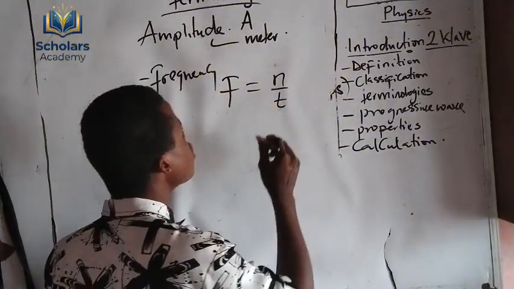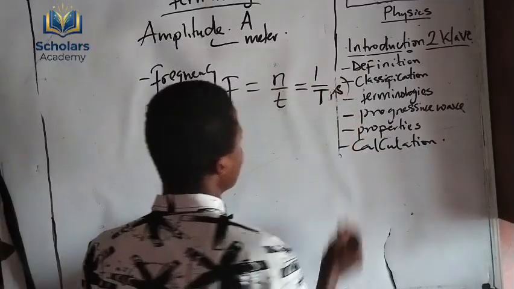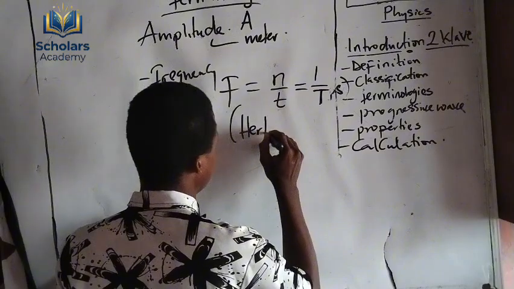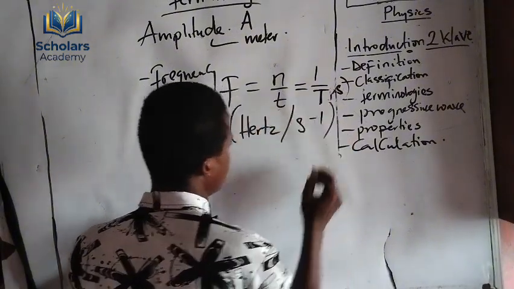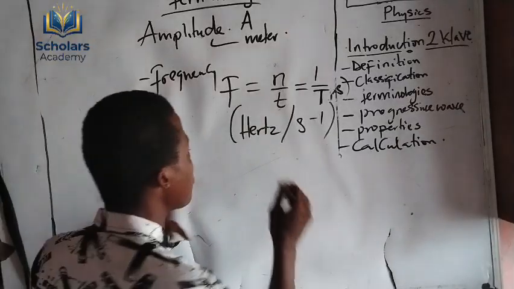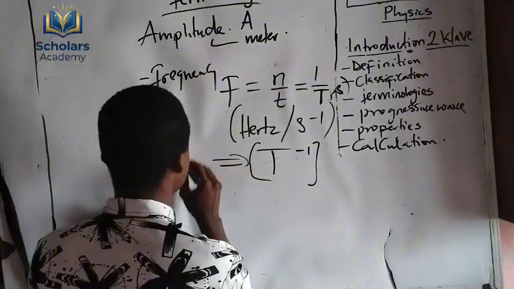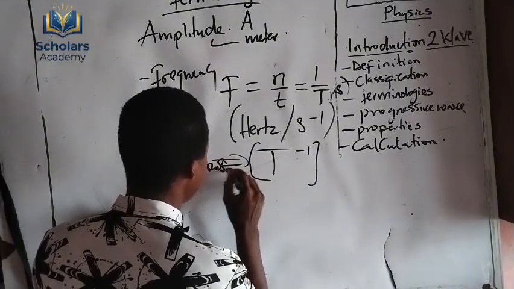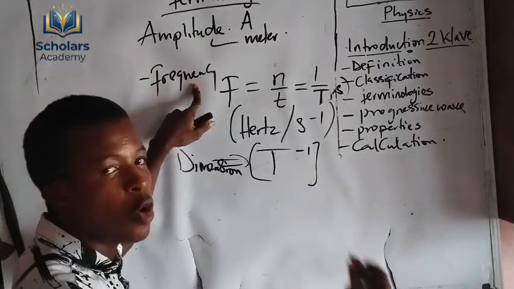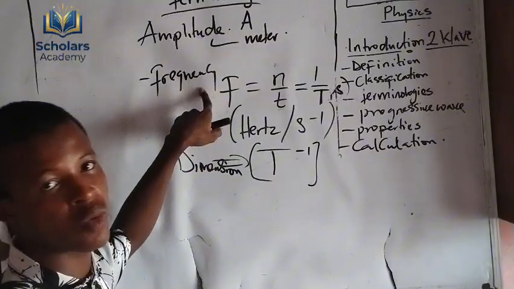Now, this frequency is also the reciprocal of period. What is the unit? The unit is hertz or per second. That's the unit of frequency. In case they ask you what's the dimension, the dimension will be capital letter T to the power minus 1. That's the dimension for frequency. So what did I say again? I say frequency is the number of waves covered in 1 second. Are you with me? That's frequency, right?